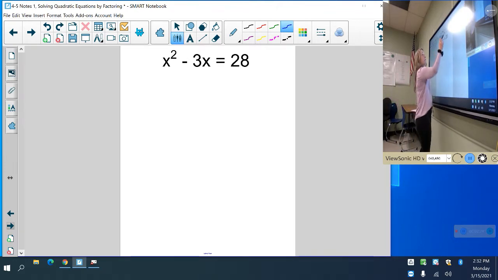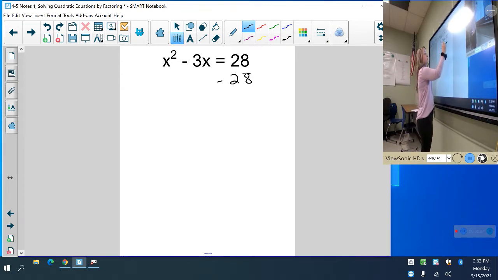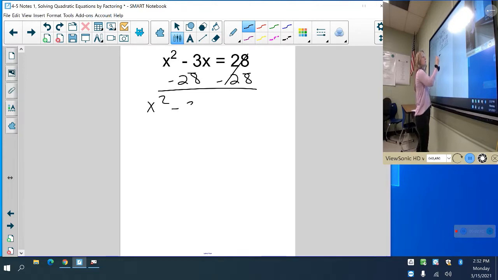Okay, so I have x squared minus 3x equals 28. Based on the steps that we were doing, what do I do first? Well, step 1 says set the equation equal to 0. In order to do that, I have to subtract 28 from both sides first. So that leaves me with x squared minus 3x minus 28 equals 0. Then I have to factor out the greatest common factor, negative. I don't have one, so I'm going to go ahead and factor like normal.